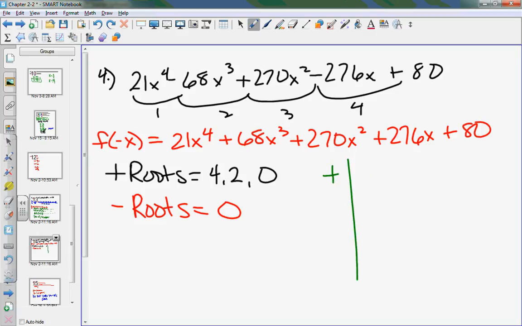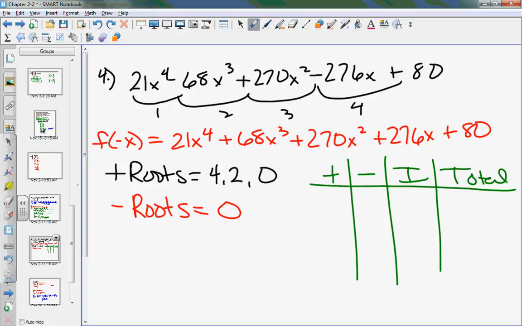So I have positive, negative, imaginary, and I have my total. How many roots am I supposed to have total? 4. I'm supposed to have 4. So I have to have 4, but I have to have 4, 2, or 0 positive roots. I still have to have a total of 4 every time. How many negative roots am I allowed to have? 0 every time. Do we see that?